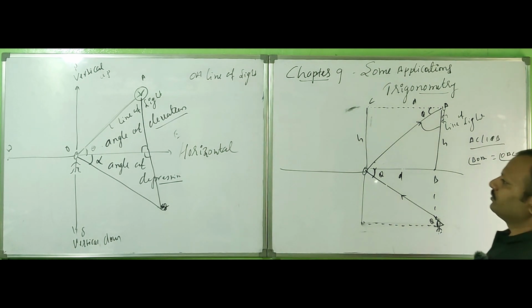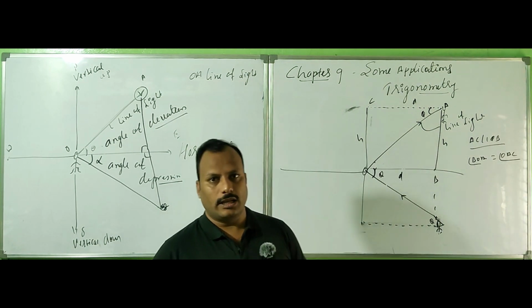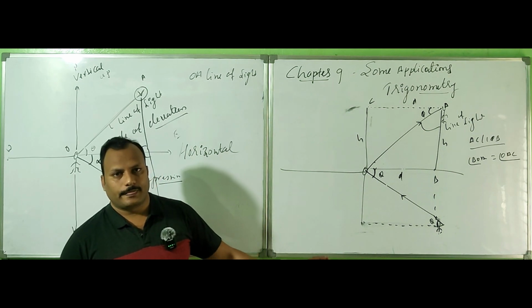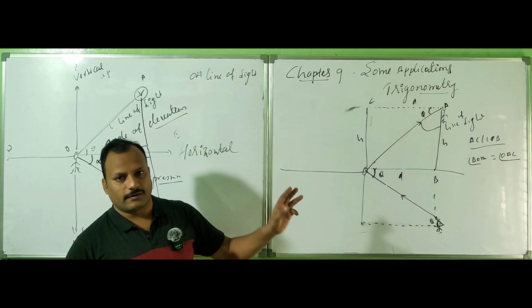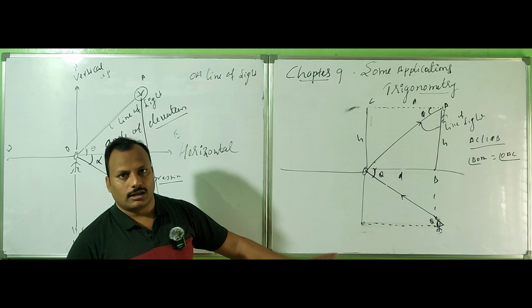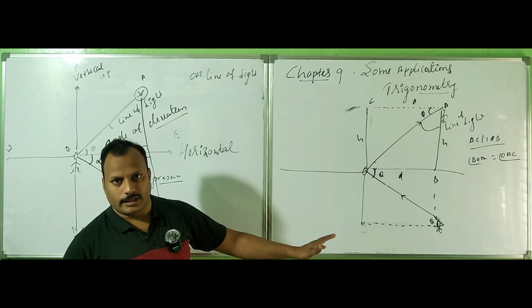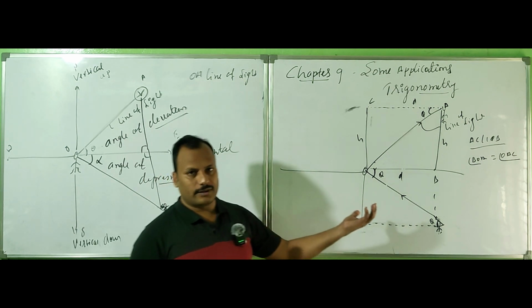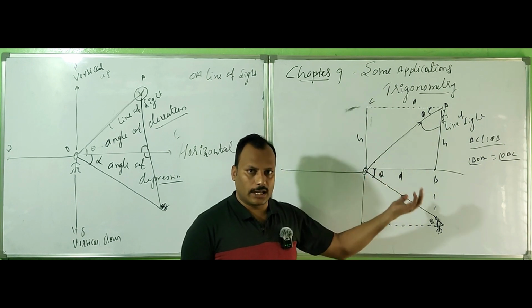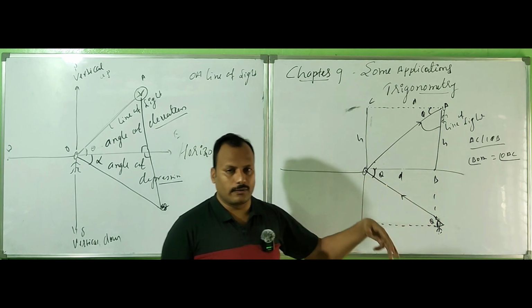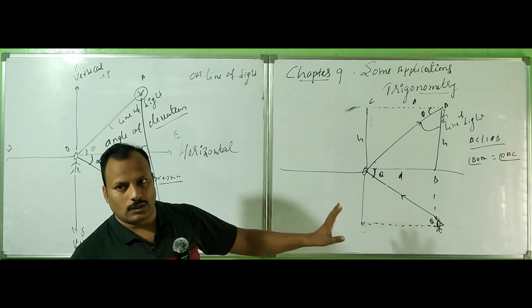Okay, one thing you should remember: you should take the angle only at the horizontal. At the place of horizontal, you should consider the angle, unless they give otherwise. If the angle is made with the vertical axis, the vertical line, then you can take that. But unless it is given, you take the angle with the horizontal only.